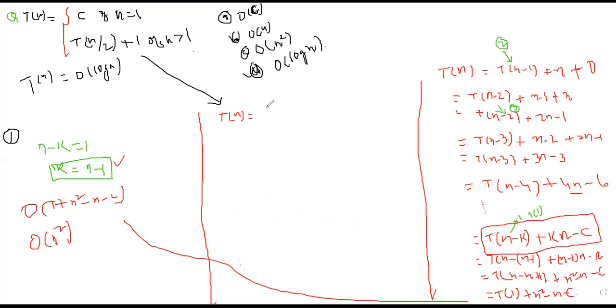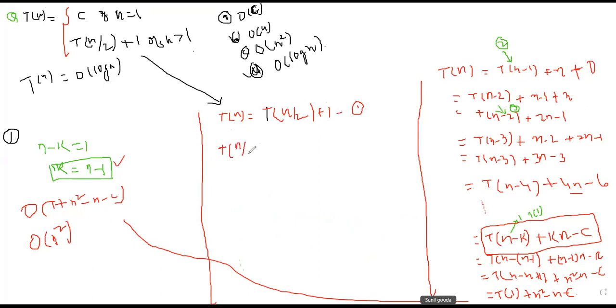So what is T of n? T of n is T of n by 2 plus 1. What do you have to find in the next step? Equation 2. What do you have to find?